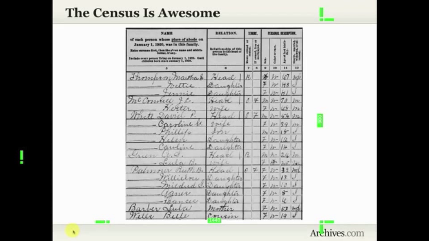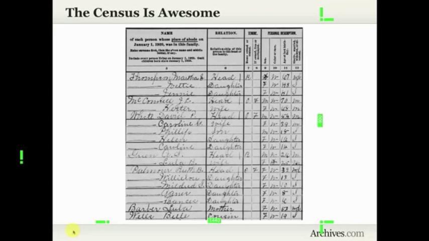Now, the censuses are awesome. We use them so much in genealogy because they give us the household all together. So we're seeing lots of great things like the relationships, the ages of people, and marital statuses. It's a great way to put a family together in one fell swoop, so to speak.